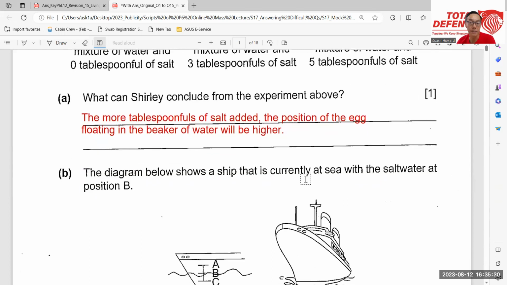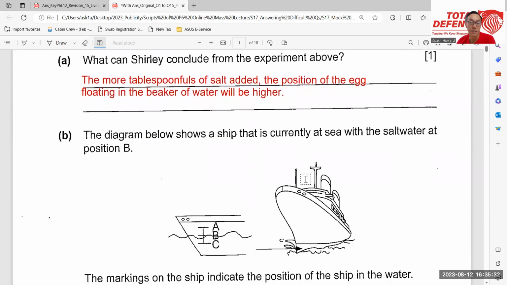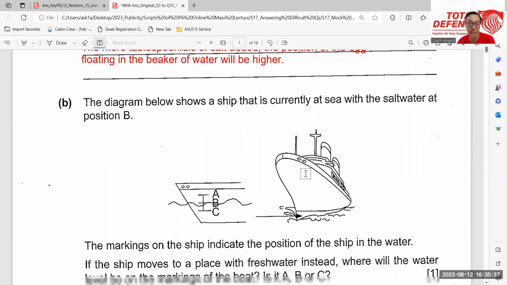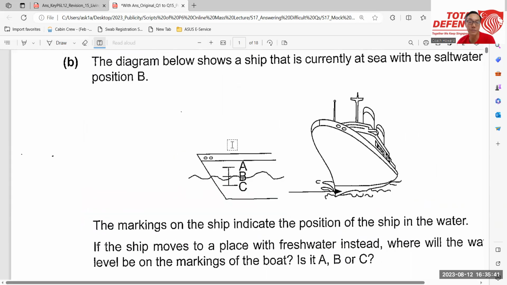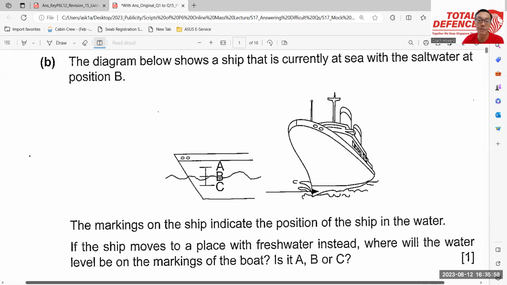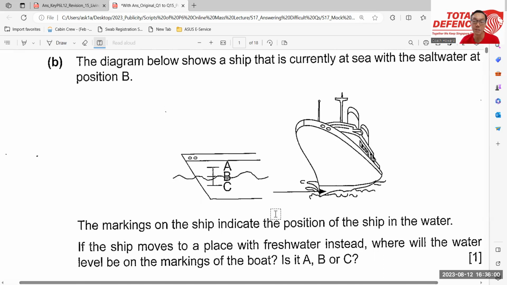Next, this diagram is an application question. You know that the ocean is actually seawater, right? It has a lot of salt content inside. So if you observe the sides of a ship, they have this marking. For this ship, they have A, B, C. And they say that this ship was currently at sea with salt water and is at position B. And if the ship moves to a place with fresh water instead, where will the water level be on the markings on the boat?